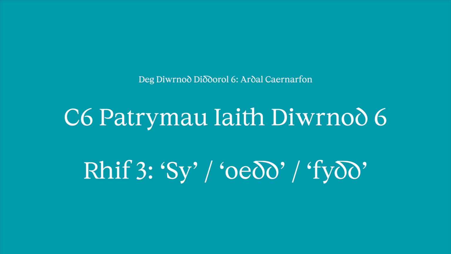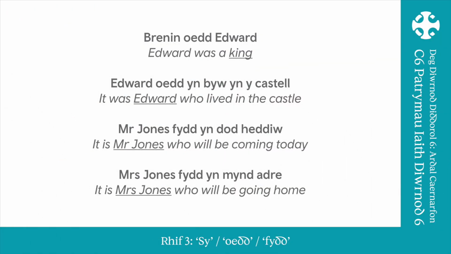Rhif 3. Amseroedd eraill. Other tenses. Emphatic sentences are much easier in the past and future tense. For the past, use oedd. Brenin oedd Edward. Edward was a king. Edward oedd yn byw yn y castell. It was Edward who lived in the castle.